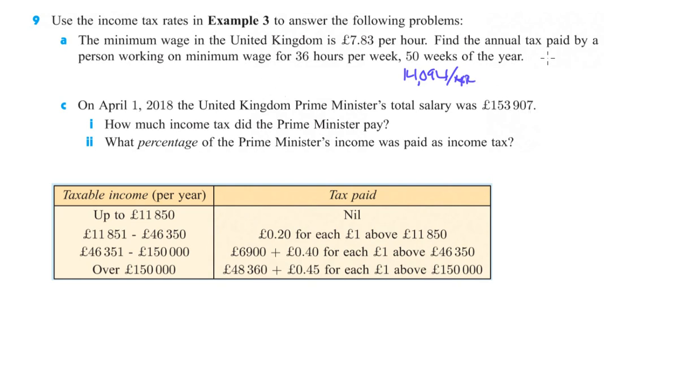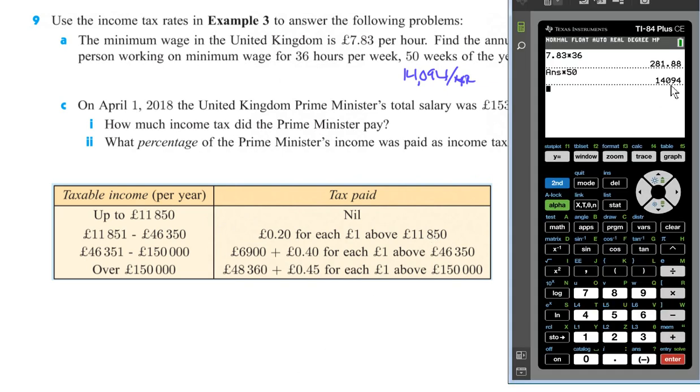Okay, so then find the annual tax. So really it's 20% of a pound above 11,850. So all we have to do is figure out how much more than 11,850 they made. So subtract 11,850. Because if you make less than that, they're basically saying you're not making enough money where we should be taking taxes from you, so they don't. So they're only taxed on 2,244 of the pounds that they make.